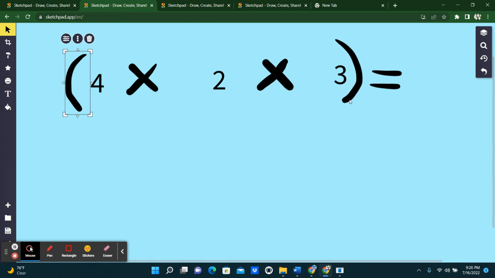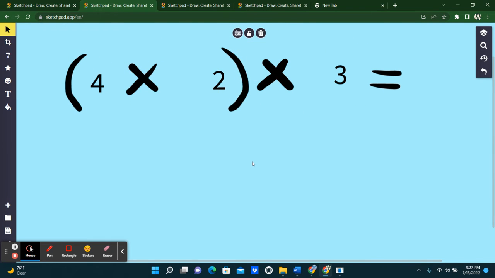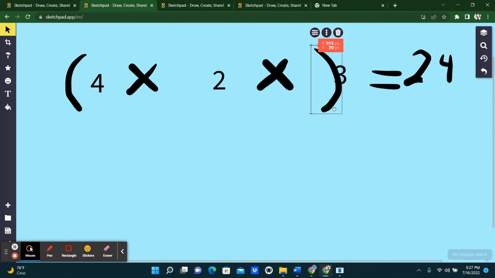Let's make the 4 and the 2 associate with each other first by putting parentheses around them. The parentheses tell me that these two numbers have to be multiplied together first before I multiply the 3. So I have to do the 4 times 2, which is 8, and then the 8 times 3, which is 24. Let's write that up here. 24.